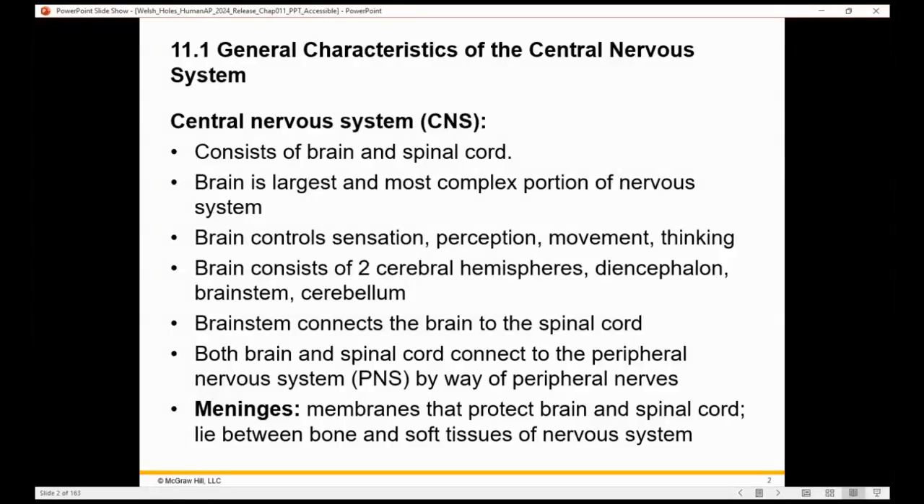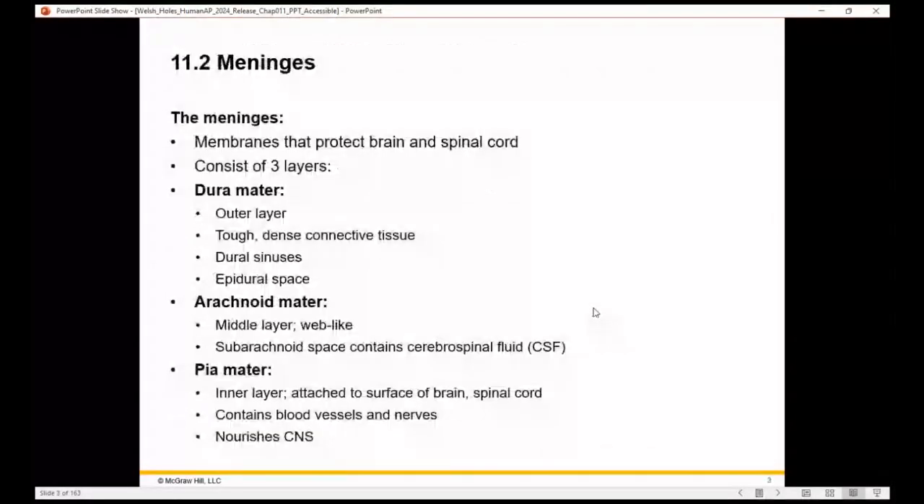Both the brain and the spinal cord are covered by meninges, and these are membranes that protect the brain and spinal cord, and they lie between the bone and soft tissues of the nervous system. Again, meninges consist of three layers: the dura mater, the arachnoid mater, and the pia mater, going from more superficial on the outside to the pia mater, which is on the inside.